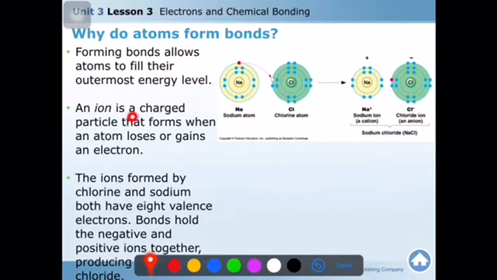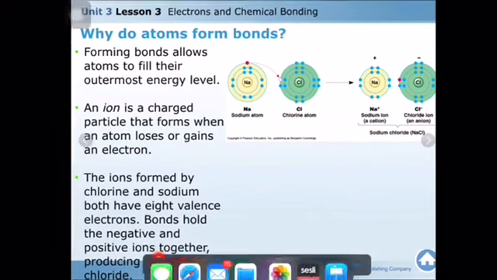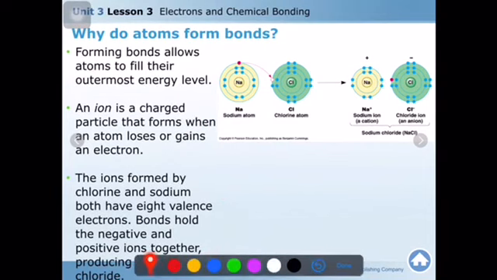An ion is a charged particle that forms when an atom loses or gains an electron. I explained before. This is the sodium ion. This is the chlorine ion. Why? Because they lost or gained an electron. The ions formed by chlorine and sodium both have 8 valence electrons. Bonds hold the negative and positive ions together, producing sodium chloride. Sodium chloride is table salt, we can say.